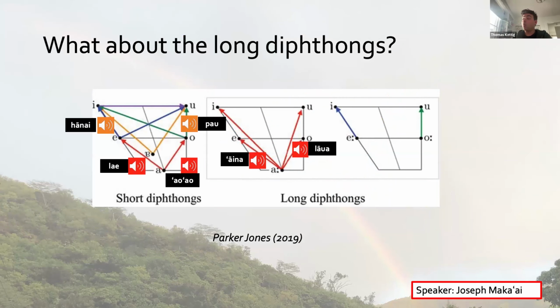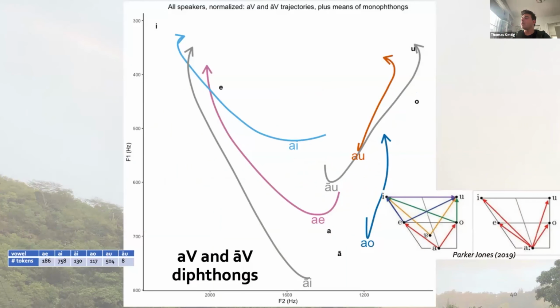Now the question is, what do we do with these longer vowels, these longer diphthongs? Where do those fit into this diphthong system? So here are these diphthongs again. In color, we have I, O, and I, Ao. And in gray, we have I.